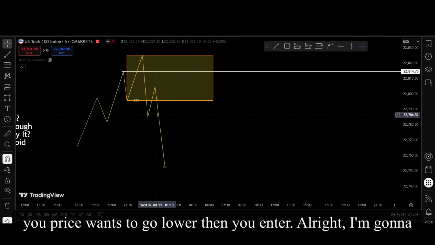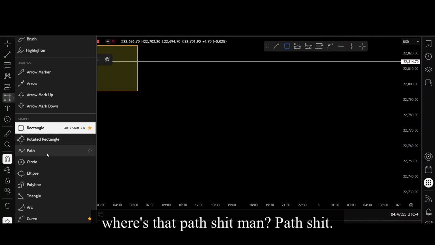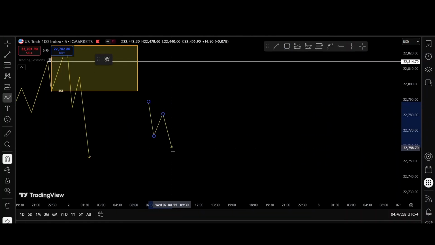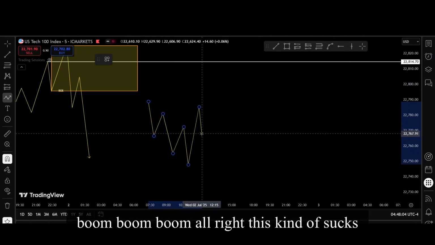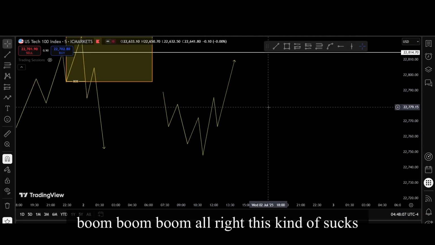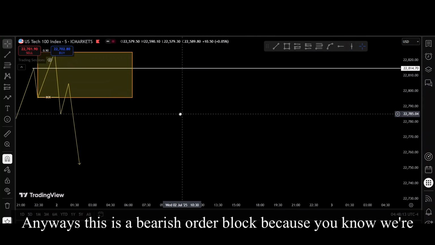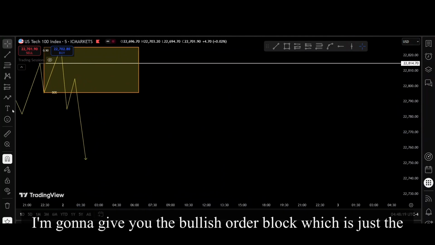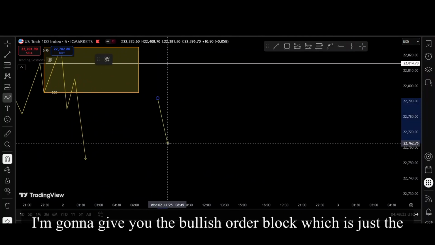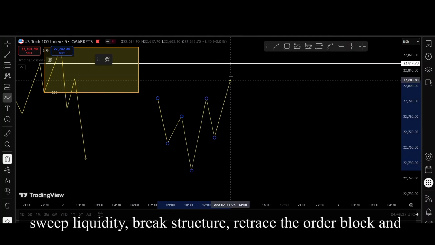Alright, I'm gonna give you the up example too. Alright, this kind of sucks. Anyways, this is a bearish order block because we're going down. So I'm gonna give you the bullish order block, which is just the opposite. Sweep liquidity, break structure, retrace to order block, and boom.